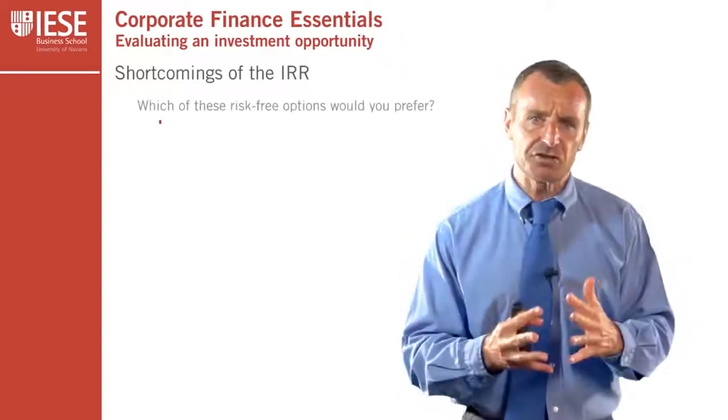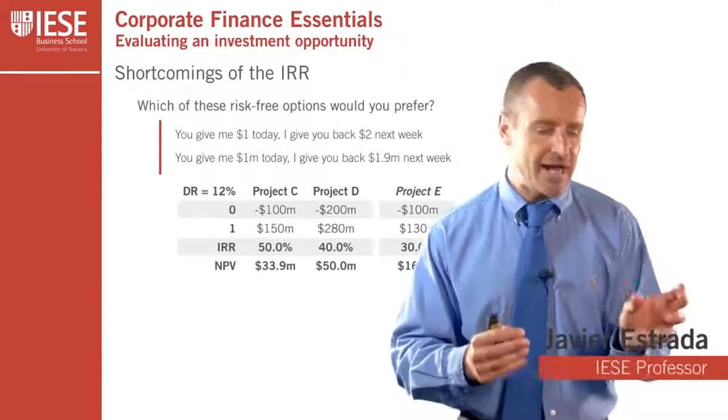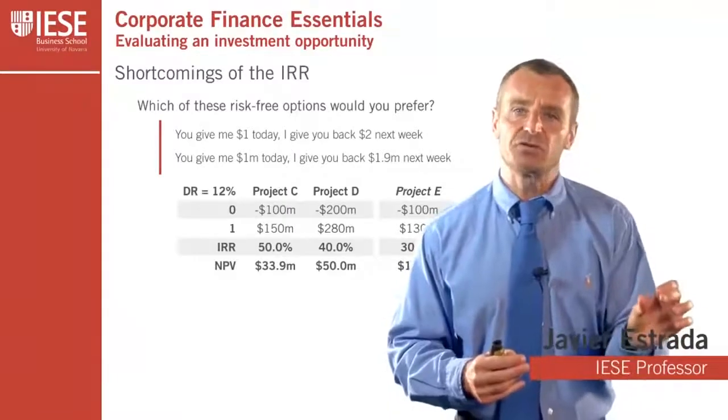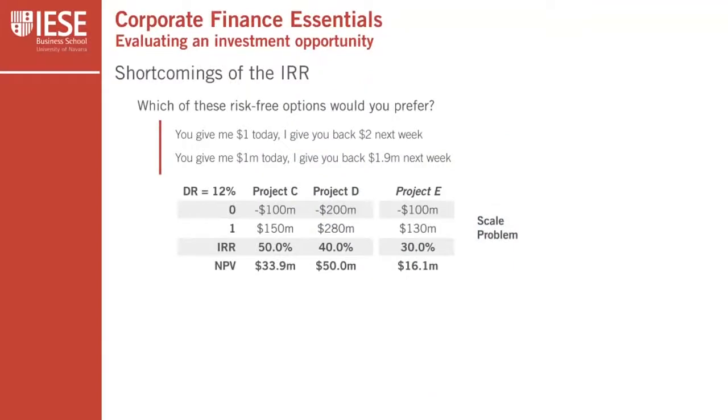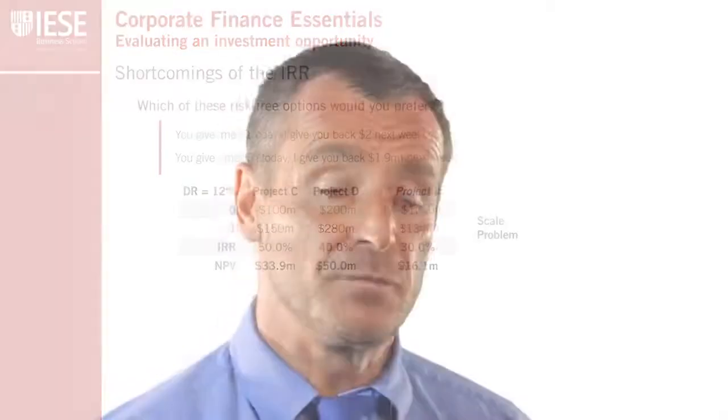Again, the scale problem is just a fancy name for saying that if your investment is very small, then it's very easy to get a very high rate of return. If you put down $1, it's not too difficult to find ways in which you can get $2. But if you put down $1 billion, it's not that easy to find ways in which you can get $2 billion. That is exactly what you have here.